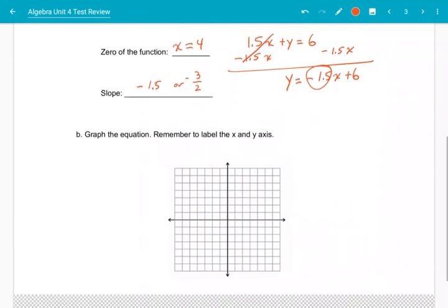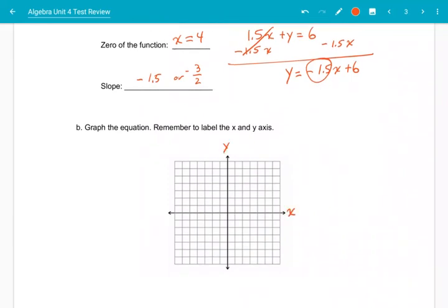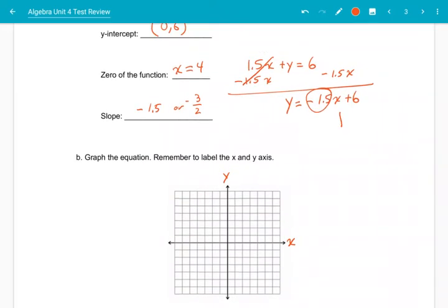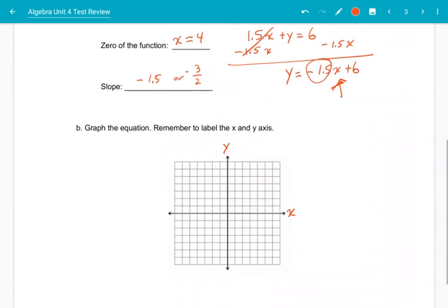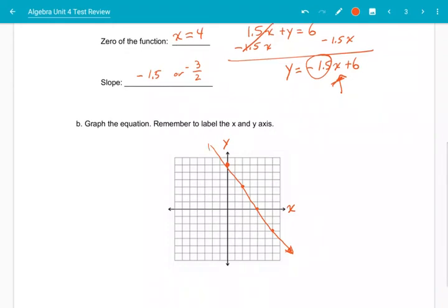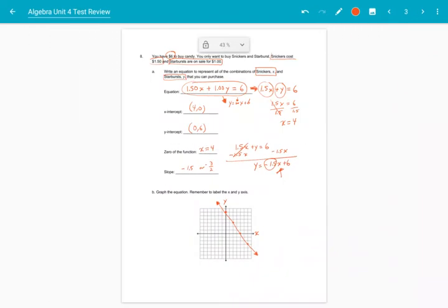Now we need to graph the equation. Remember to label the x and y axis. All right, there's x. There's y. Let's graph it. Let's start at 6. 1, 2, 3, 4, 5, 6. 6 on the y-axis. And then use the slope. We go down the rise and the run. So the rise is 3, down 3. 1, 2, 3, over 2. 2, 3, over 2. And that's it. So there is our line. All right. Good for that page? Nice. Let's keep on going.